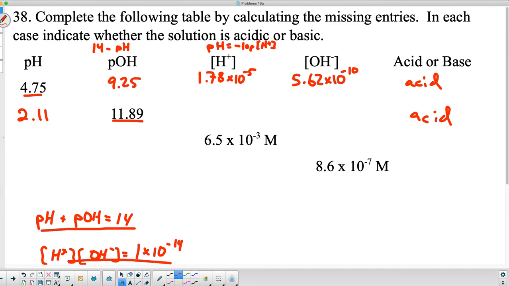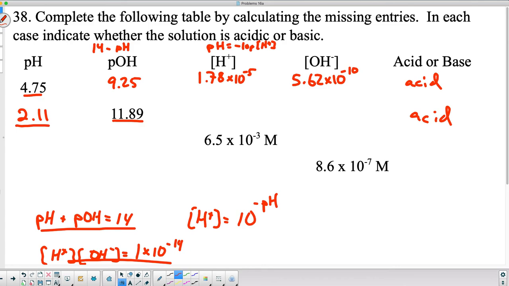You know what? I'm going to let you do the H plus and the OH minus concentrations here. You can do that the same way I did it on top, by using the hydrogen ion concentration equals 10 to the negative pH. That's our formula. That's the opposite of the one I wrote down at the bottom there. So go ahead and throw in the negative 2.11 over 10.